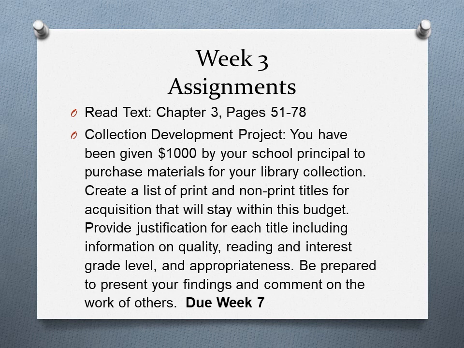Imagine a school, elementary, middle, or high school. Now imagine you have been given $1,000 by your school principal to purchase materials for the library collection. Create a list of print and non-print titles for purchase that will stay within the budget. Provide justification for each title, including information on quality, reading and interest grade level, and appropriateness. More details of this assignment will be posted in the next module. And please, as you have questions going through this process, just ask.